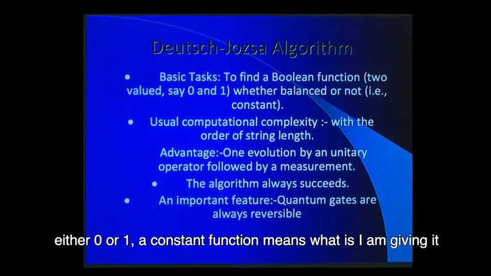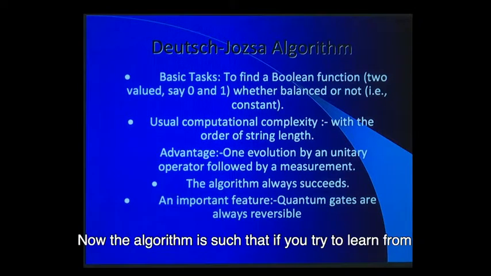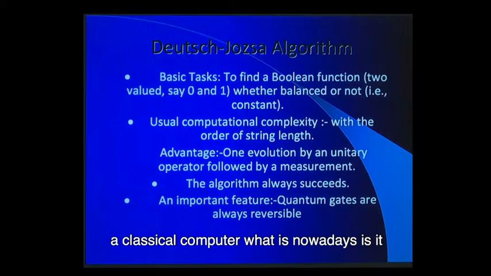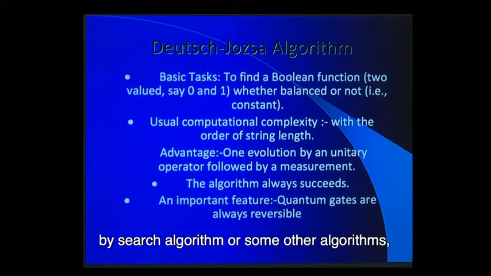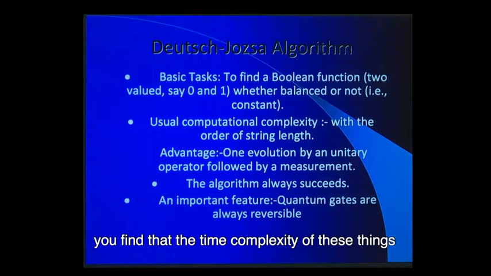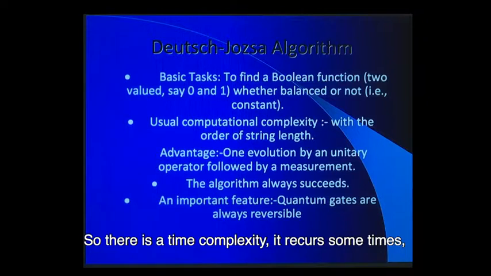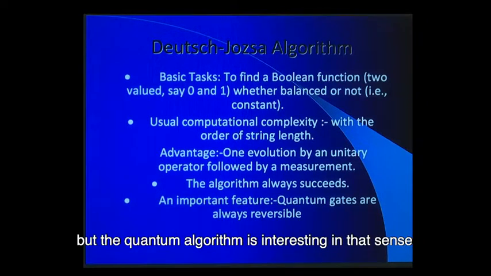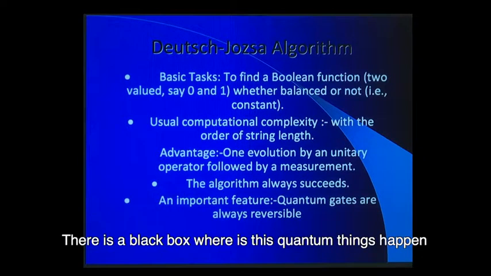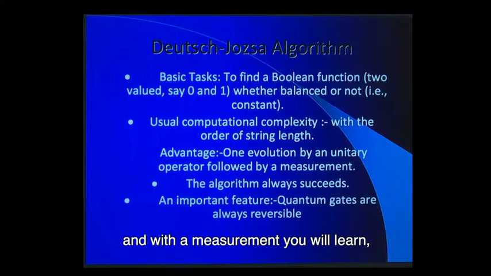A constant function means what is I am giving it. So, the algorithm is such that if you try to learn from a classical computer, by a search algorithm or some other algorithms, you find that the time complexity of these things is in the order of the string length, that is with n or something else. So, there is a time complexity, it requires some time, but the quantum algorithm is interesting in that sense, you do not require such kind of things. There is a black box where these quantum things will happen, and with a measurement you will learn.